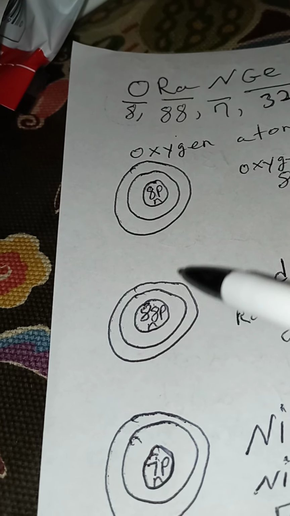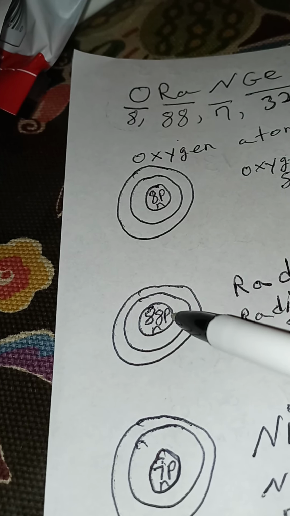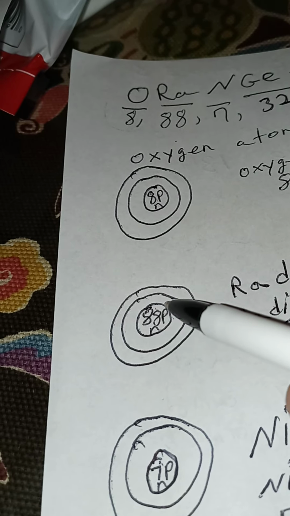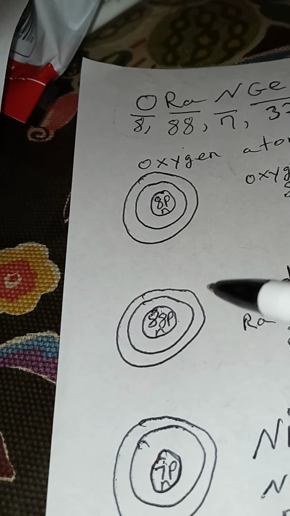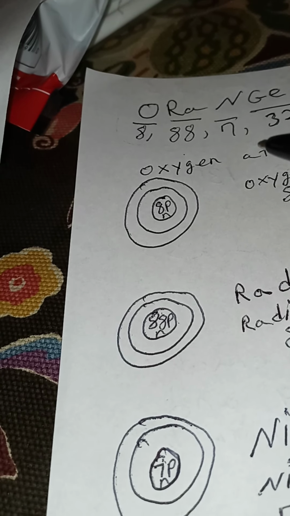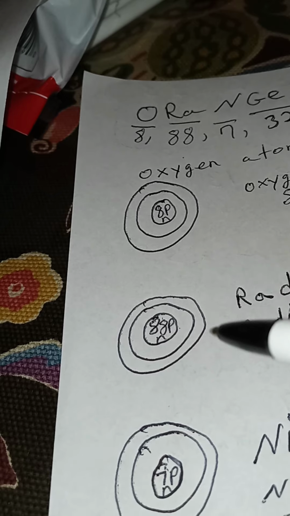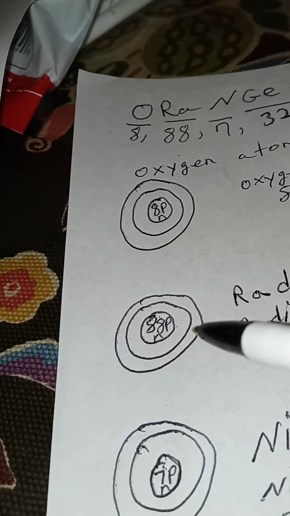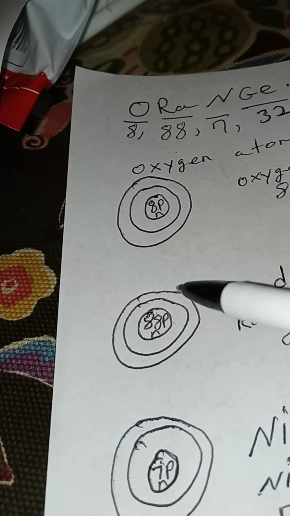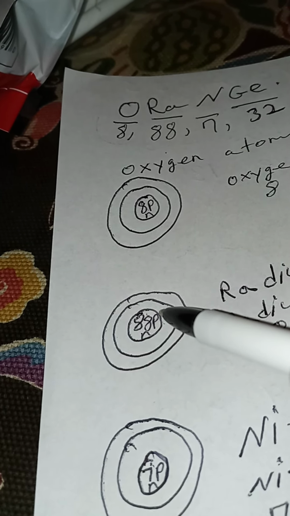Now, if you look at this atom, you see the P right there and the N right there. Now, P has next to it the number 88 because it has 88 protons. That's the atomic number of the atom. That's simple. And each proton is a positive charge.